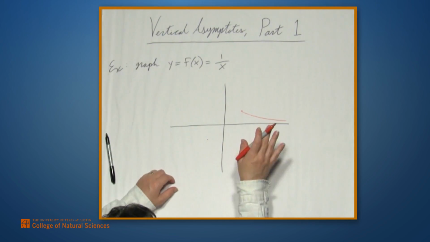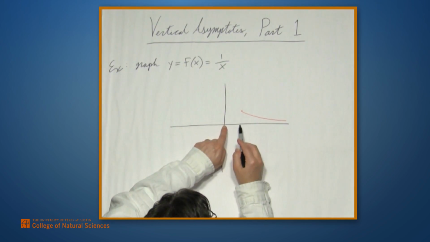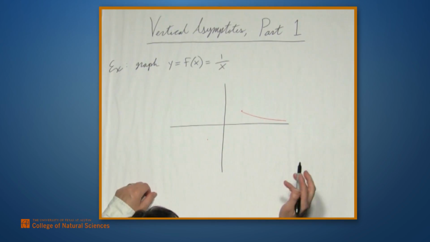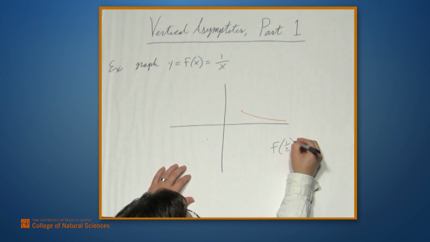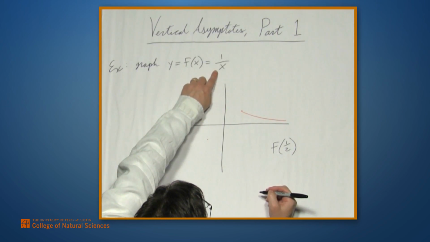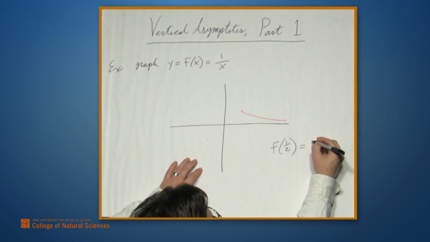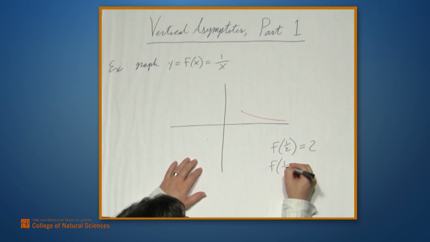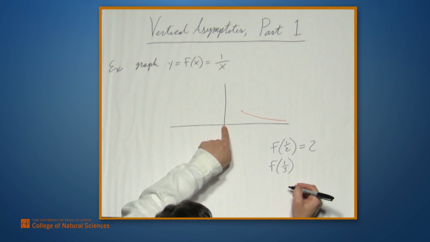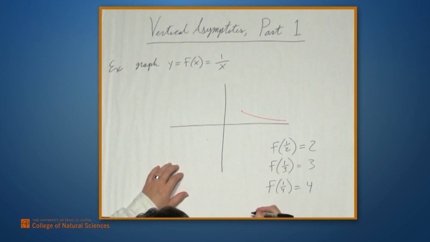The details of that belong in a different video. Our concern here is what happens between 0 and 1. So for example, what is f of 1/2? Well, 1/2 goes in the denominator. When we take 1 over that, it flips up to the numerator and becomes a 2. So f of 1/2 is 2. Similarly, f of 1/3, a smaller number, closer to 0, is 3. f of 1/4 is 4, and so on.